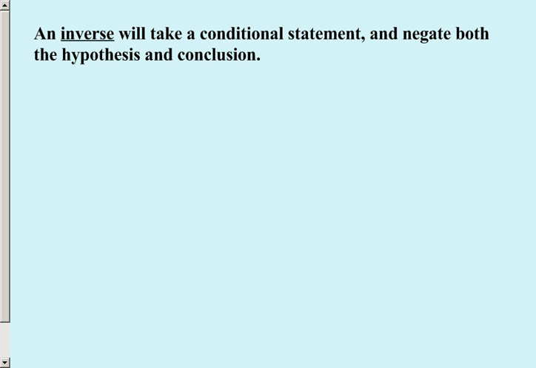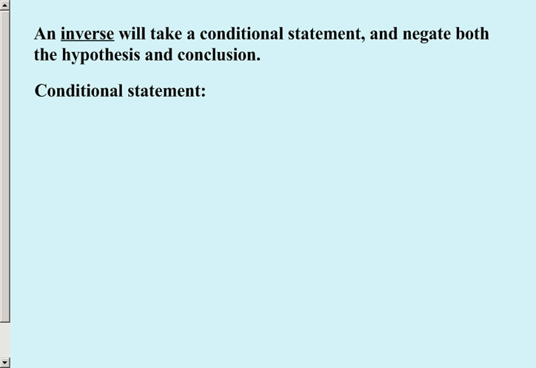Now another type of negation is what is called an inverse. What an inverse does is take our original conditional statement and negate both the hypothesis and the conclusion. If you're not familiar with the term negate, it's very similar to the word negative in mathematics. The negative of something typically means its opposite meaning, +5, -5, and so on. So negate means to reverse the meaning of the hypothesis and the conclusion.